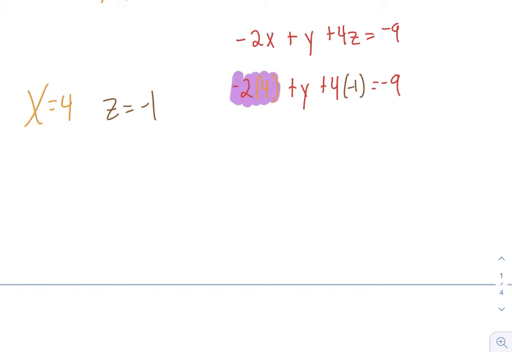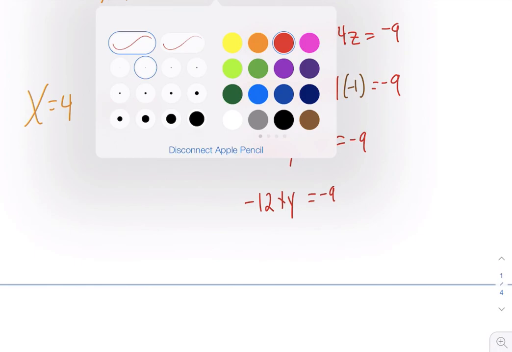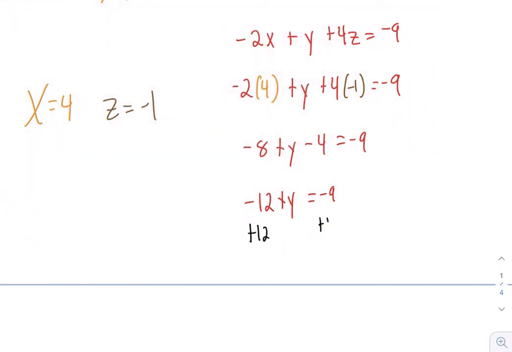So I can go ahead and solve for y in this equation. I can do negative 2 times 4 to give me negative 8 plus y. And I can also do 4 times negative 1 to give me negative 4 equals negative 9. Now I can also combine like terms, negative 8 minus 4. Remember, when combining like terms, to include the sign to the left. So that's a negative 8 minus 4, which is negative 12 plus y equals negative 9. I can then add the 12 on both sides, and that gives me y equals 3.